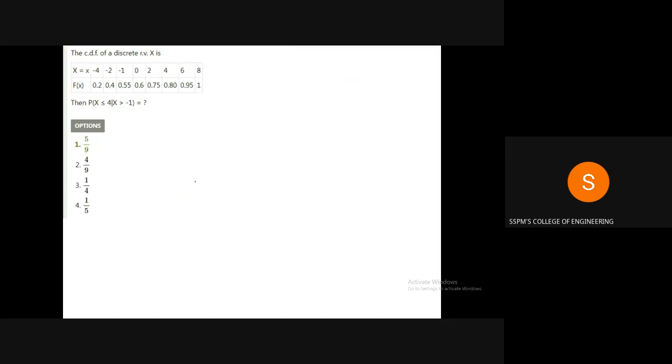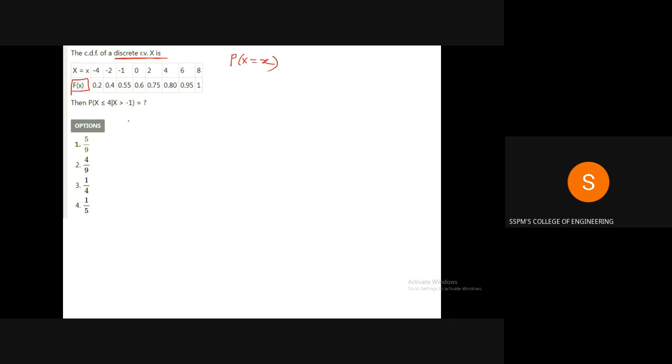Next question. Again, we are given the cumulative distribution function for a discrete random variable x. So again, we are given f of x, not p of x, and we will use a similar method. We have to calculate p of x less than or equal to 4 given x greater than minus 1. First we have to calculate the probability of each x.